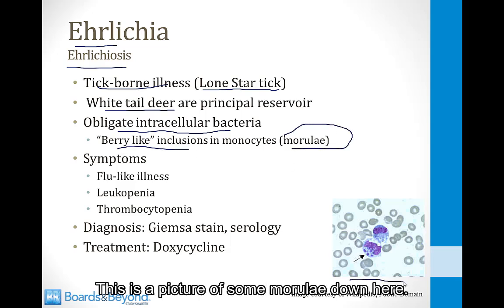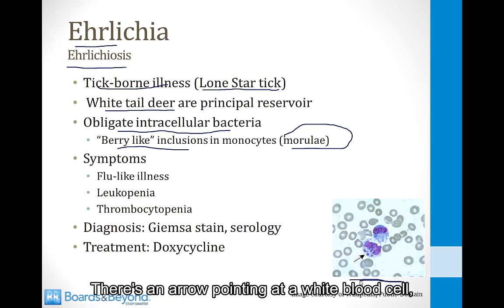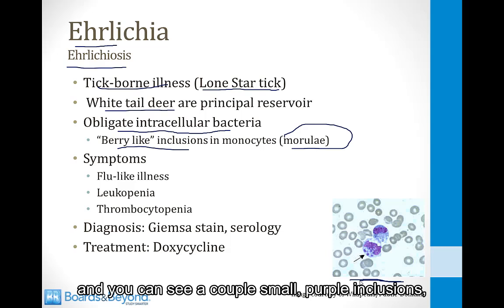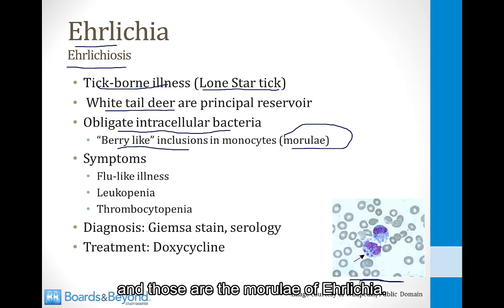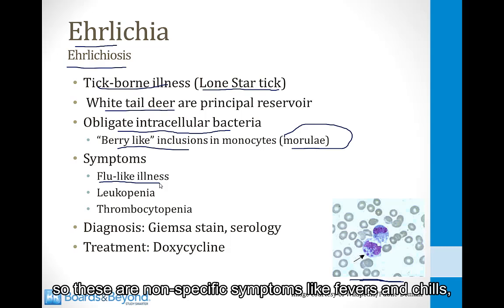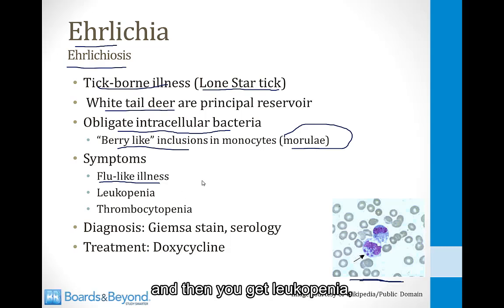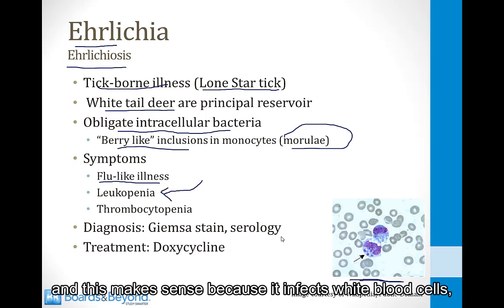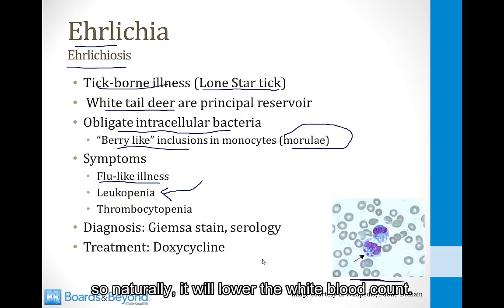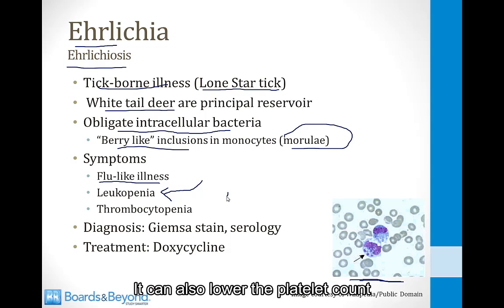This is a picture of some morulae down here. There's an arrow pointing at a white blood cell, and you can see a couple small purple inclusions, and those are the morulae of Ehrlichia. The symptoms of Ehrlichia are a flu-like illness, so these are non-specific symptoms like fevers and chills. And then you get leukopenia, and this makes sense because it infects white blood cells, so naturally it will lower the white blood count. It can also lower the platelet count and give you thrombocytopenia.